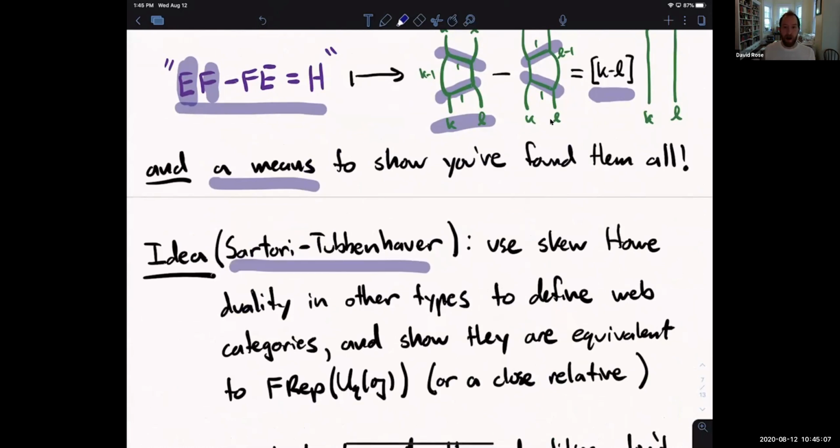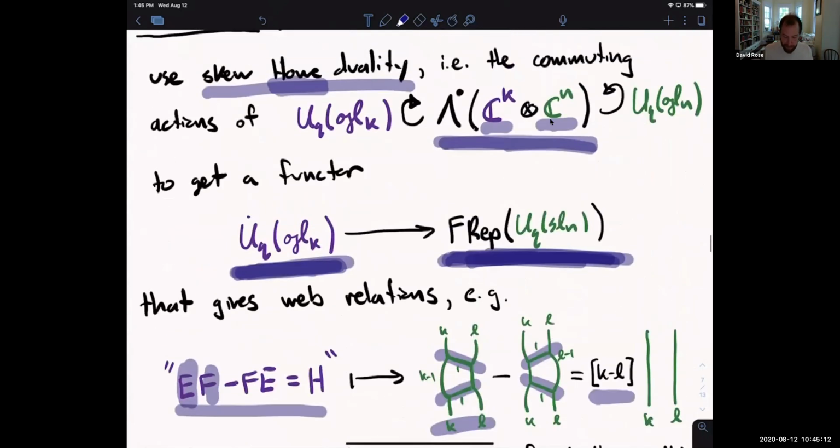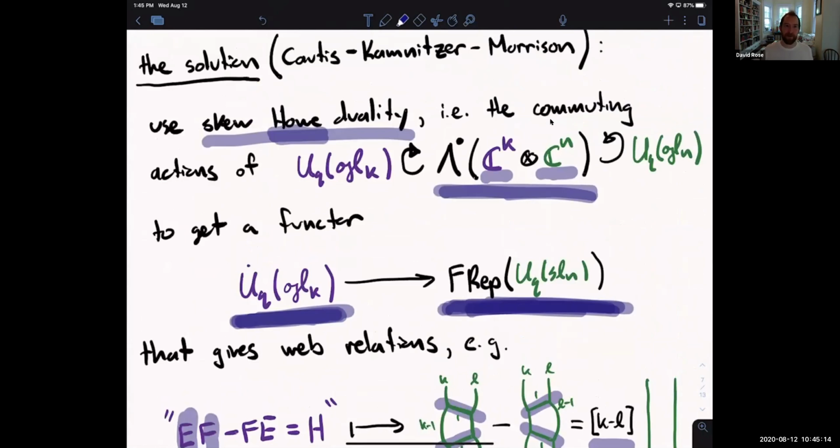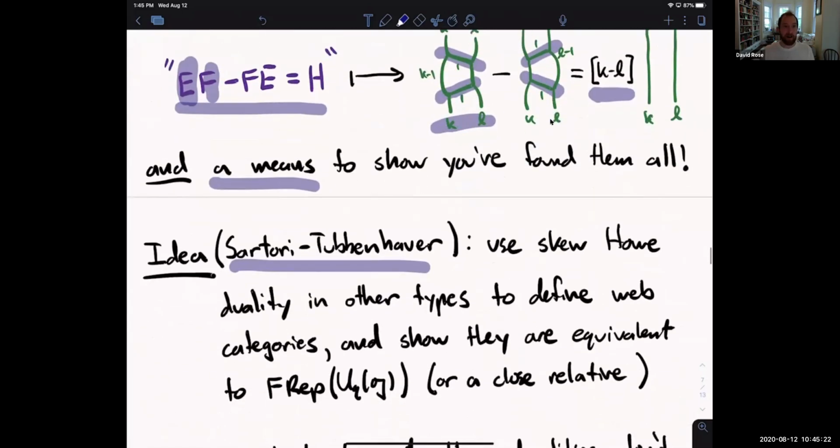Sartori Tubenhauer, well, skew how duality worked pretty well in type A. If we look at Howe's old paper, he tells me lots of other types of how dualities, both skew and symmetric versions. Maybe we should try those and see what they give us. So in a very interesting paper by Sartori Tubenhauer, they try to push this idea, saying, let's look at how dualities in other types, and let's turn this Kamnitzer-Morrison machine on, and let's solve this problem.